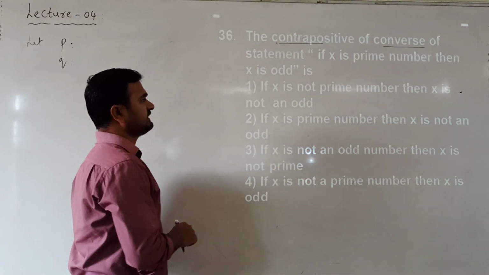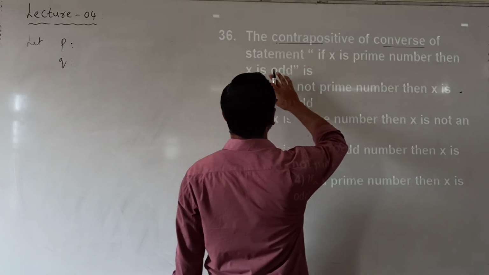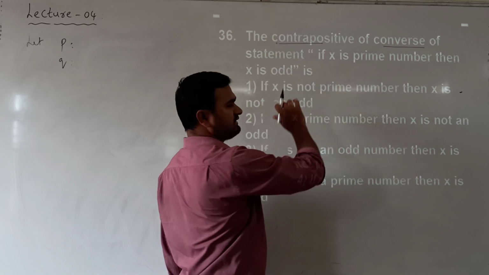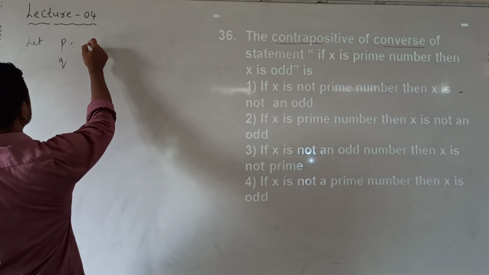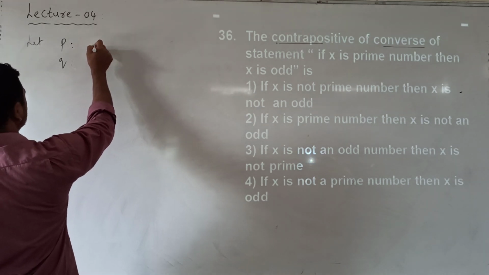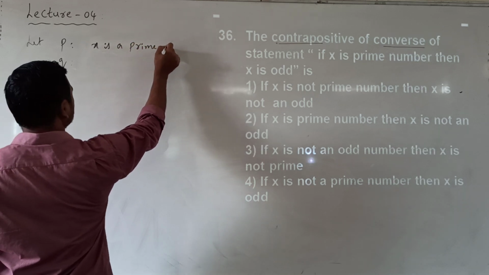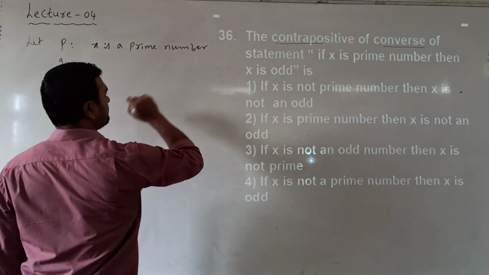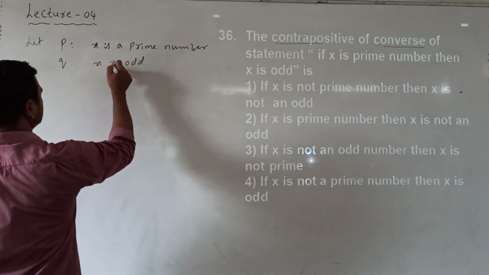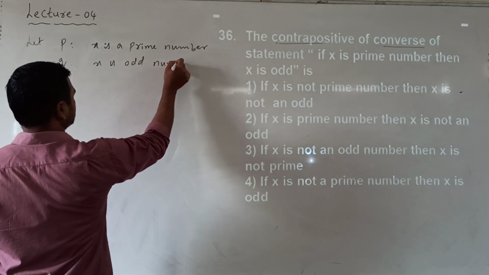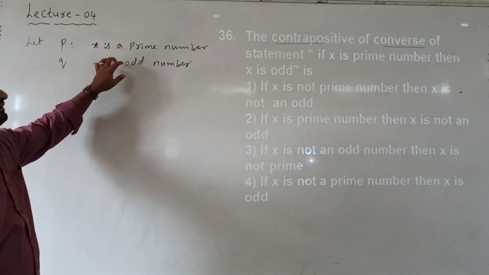So first we write the given statement: if x is a prime number, then x is odd. So we are given an implication. We have two simple statements. Let P be the simple statement "x is a prime number", and Q be "x is an odd number". So we have the two simple statements P, Q.